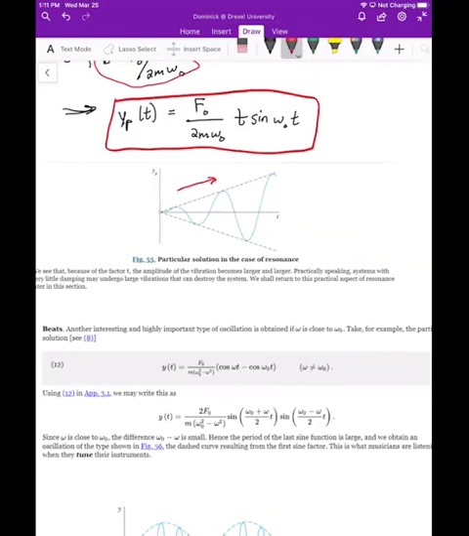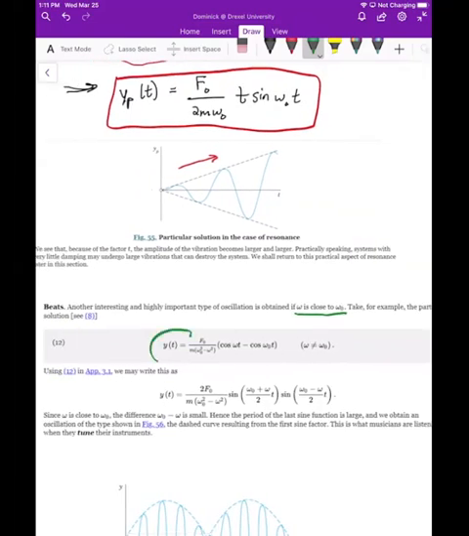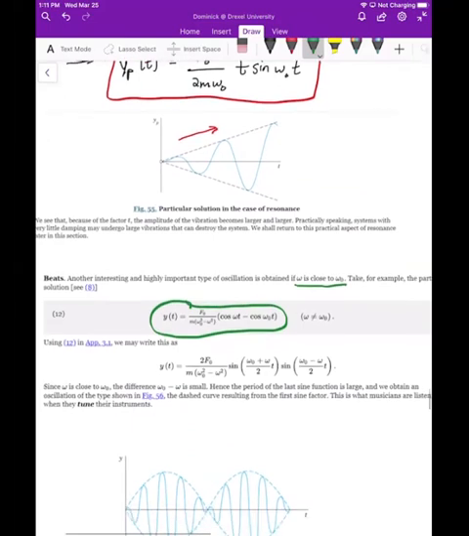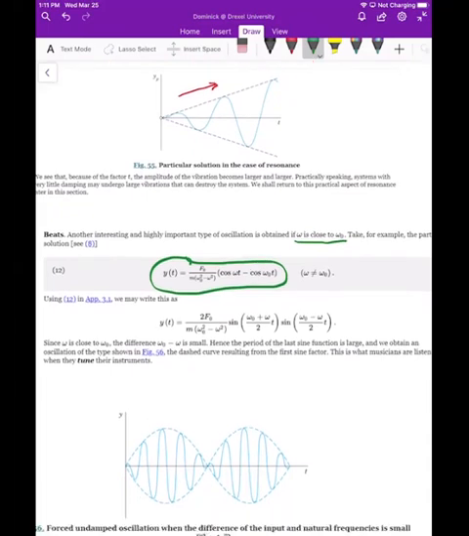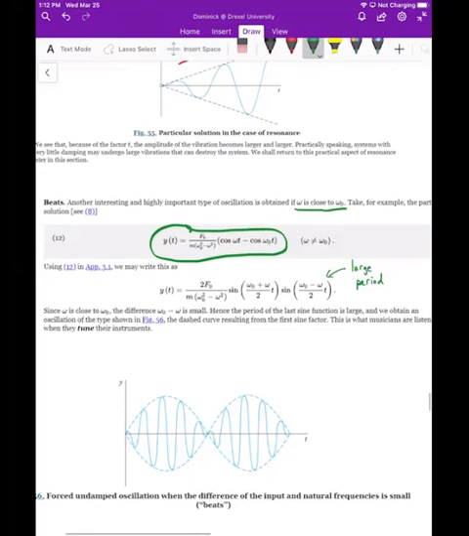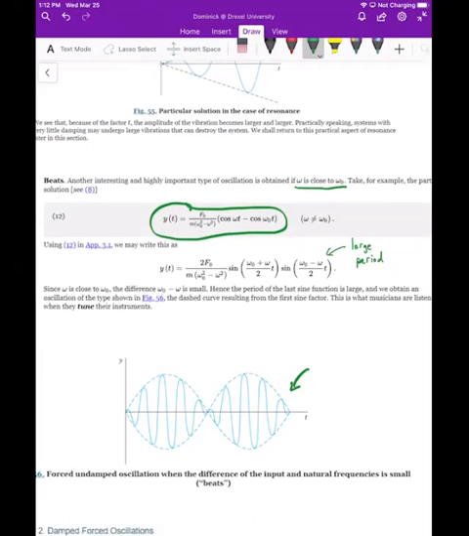Another interesting thing is that if your omega and your omega 0 are close together, and we're assuming a particular solution that looks something like this, then the period of this sine function is large. And you get this type of oscillation here, which is indicative of what sound waves look like.